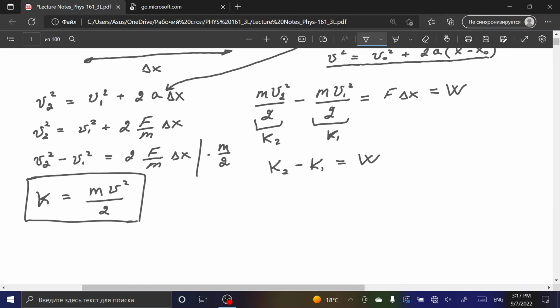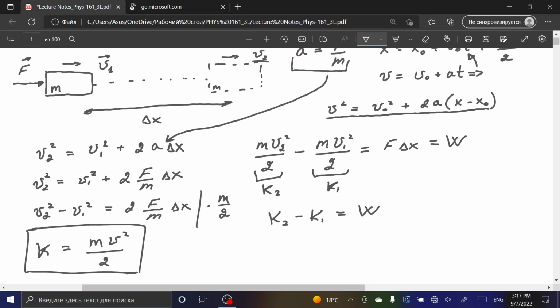So if our force, because here we consider that this force is constant, so far we had F constant.